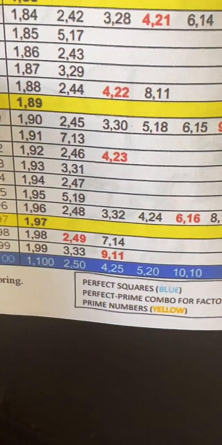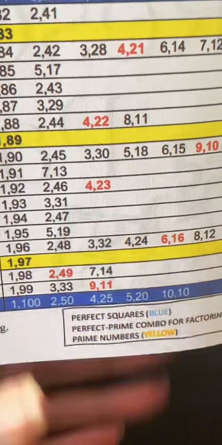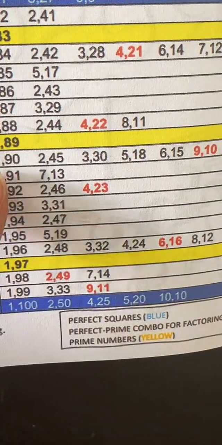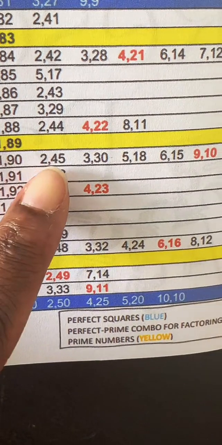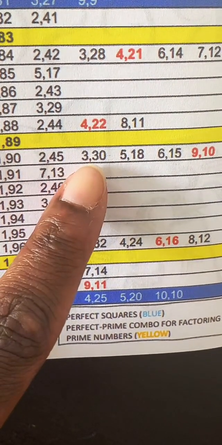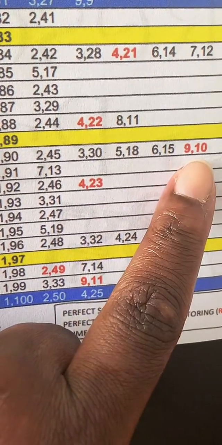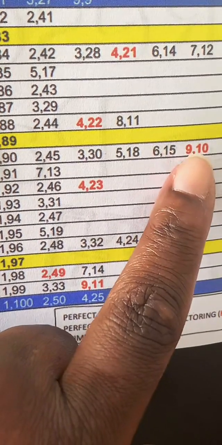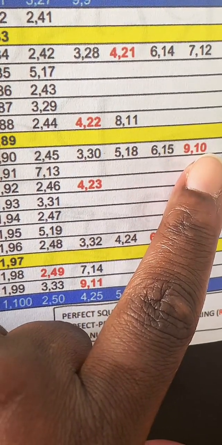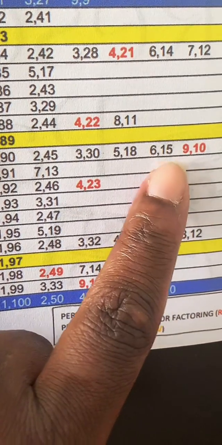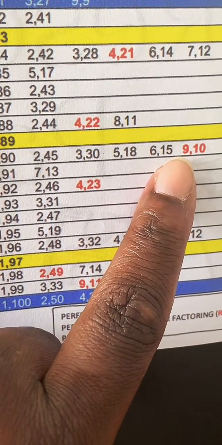So for the 90s, there it is. For 90, we got 1 and 90, 2 and 45, 3 and 30, 5 and 18, 6 and 15, and 9 and 10. 9 and 10, that's going to be my perfect prime combination. Perfect, which is my square root of 9.